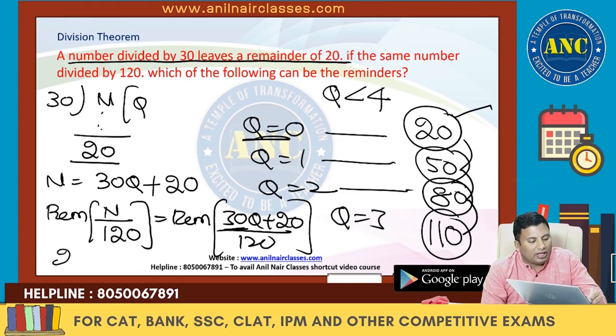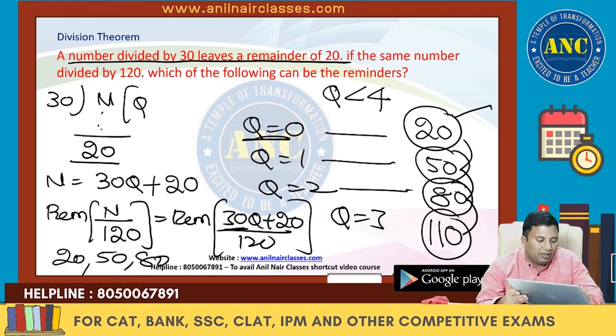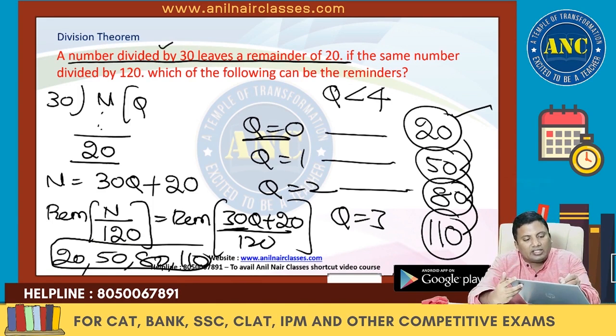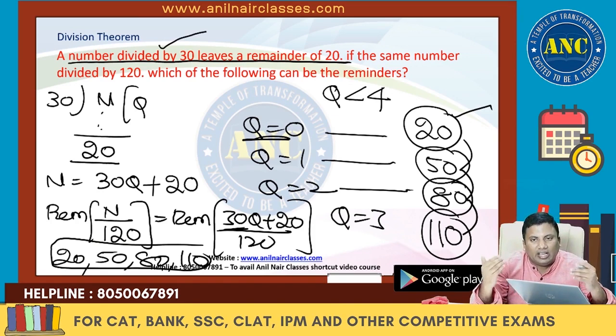Which of the following can be the remainders? 20 can be the remainder, 50 can be the remainder, 80 can be the remainder, and 110 can be the remainder. Right? I hope it is clear. Q value is less than 4: Q0, Q1, Q2, Q3. Right? You don't need to find out. Take Q value 0, keep on adding 30 because it is getting divided by 30.